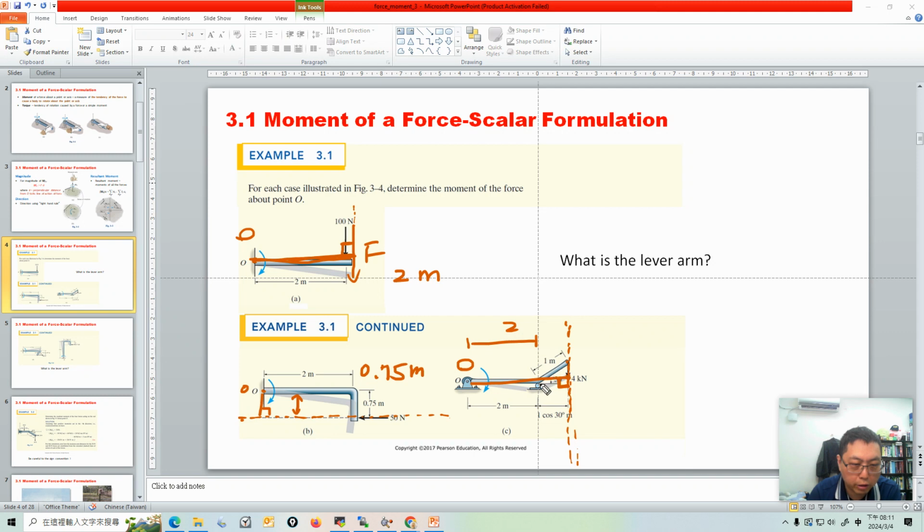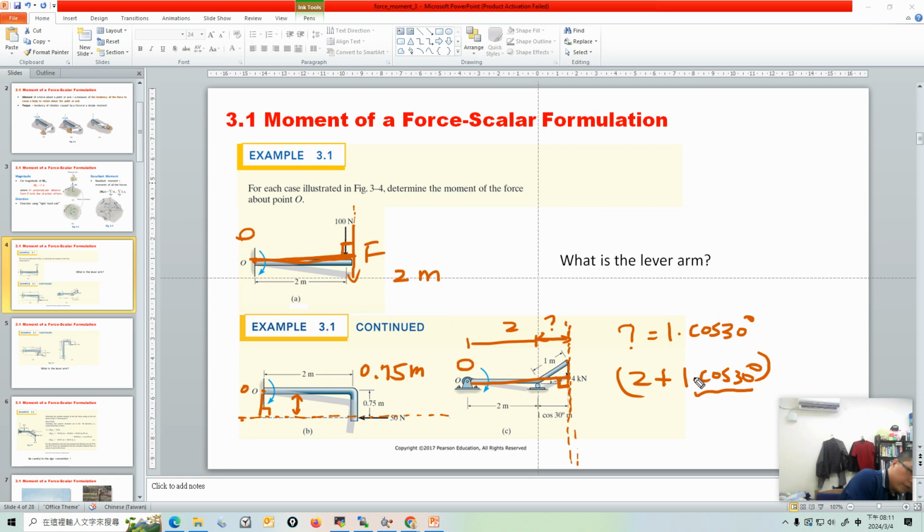So how do we get the distance here? They give you a 30 degree angle here. So this is 1, and the question mark is 1 times cosine 30 degrees. So the lever arm is 2 plus 1 times cosine 30 degrees. You can calculate this yourself.